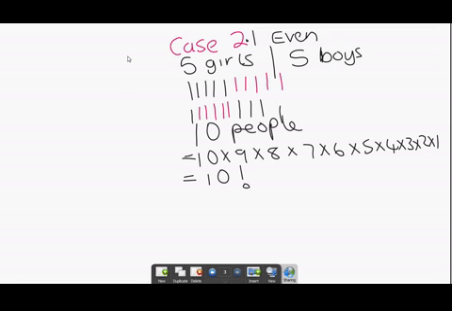Case number 2. If I am talking about case number 2, 2.2. Now case number 2, we have got 5 girls and 5 boys again. But now they say, look, we want the girls and boys, we want a girl to stand next to a boy. In other words, we are calling this the alternating question. In other words, after every girl there must be a boy. After every boy there must be a girl.